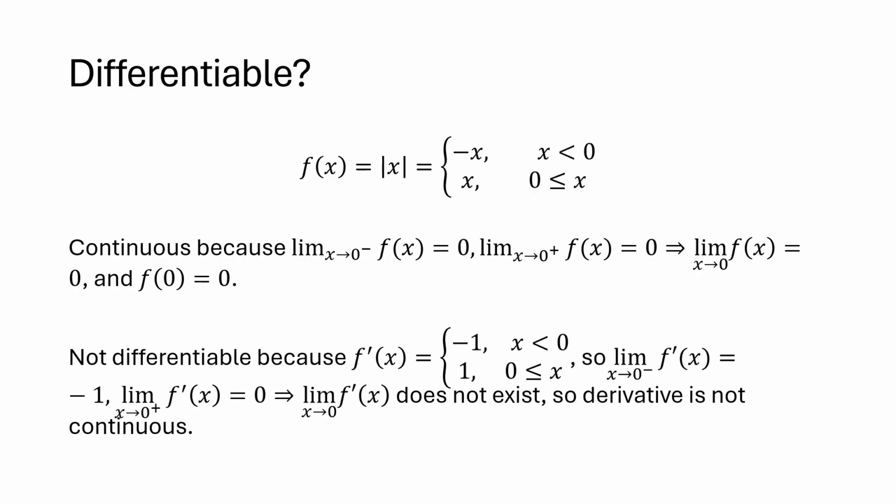If I take the derivative of both of these pieces separately, I get that the first piece of the function, x less than 0, has a derivative of negative 1, and the second piece has a derivative of positive 1. And if I approach this value of 0, x equals 0, from the left, it's going to negative 1, but if I approach it from the right, it's going to positive 1. The limit doesn't exist, so the derivative is not continuous there, okay?